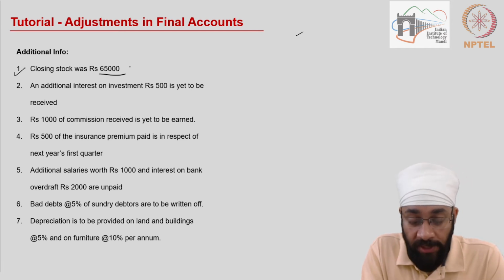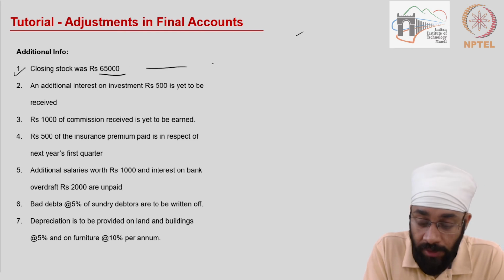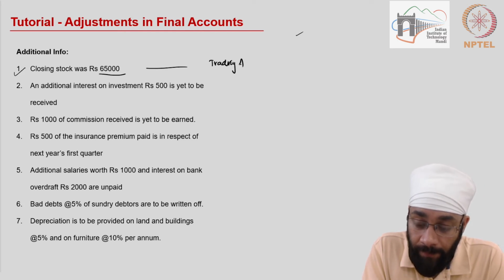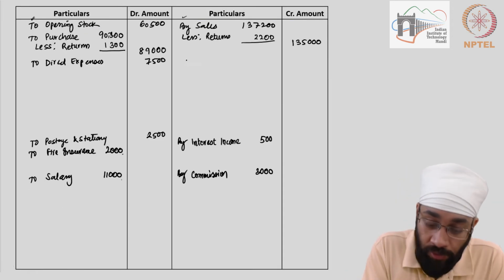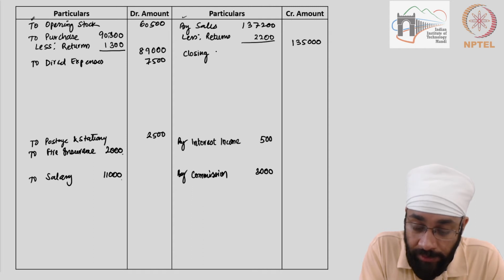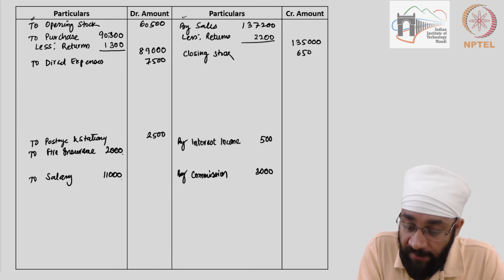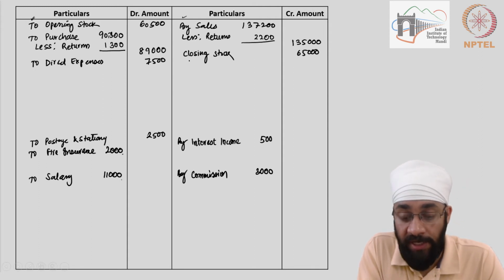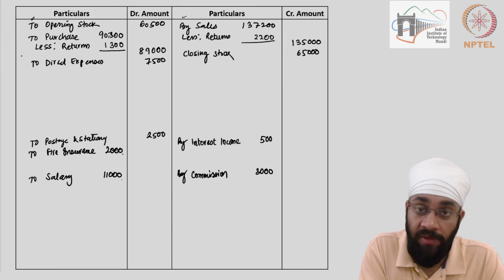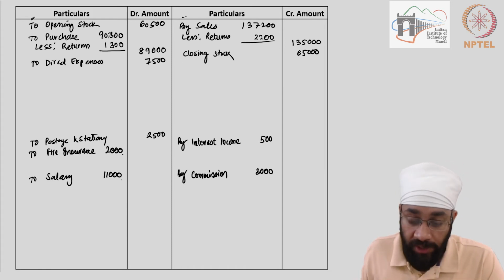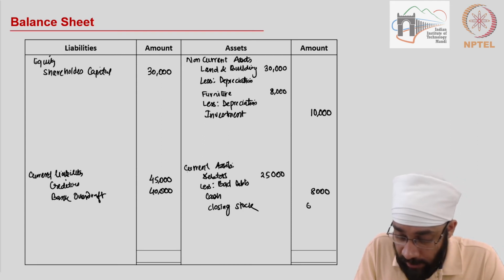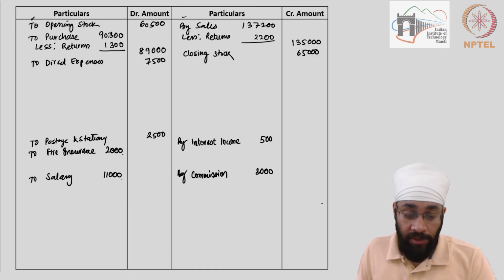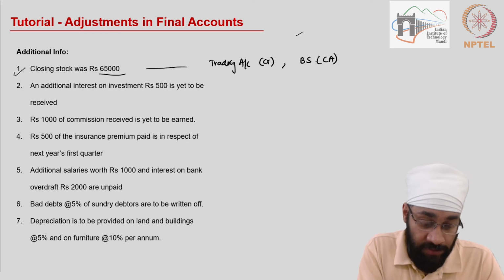Closing stock, as we discussed, needs to be adjusted in the trading account. So this will go to the trading account on the credit side, and this will go to the balance sheet under the current assets. So 65,000 to be shown here. I will write closing stock 65,000. Now by showing closing stock on the credit side, we are reducing the total on the other side. So that's the idea, and the convention dictates we show it here. Closing stock will also be shown under current assets. So closing stock 65,000, and we are done with adjusting the first transaction.